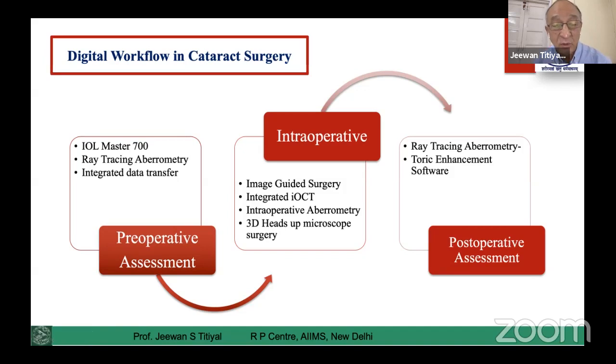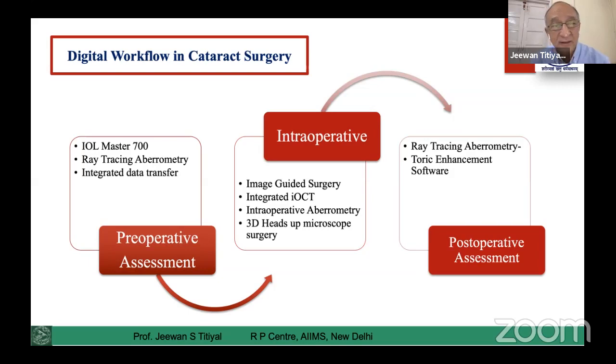Intraoperatively, you have image-guided surgery, which gives you a better surgical alignment for toric IOLs and better centration for all types of IOLs. If you have a microscope with integrated iOCT, the dynamic changes which happen with each step of surgery can be highlighted and understood better. And over that, 3D heads-up surgery gives a good advantage beyond the microscope, which has been such a wonderful tool for all of us.